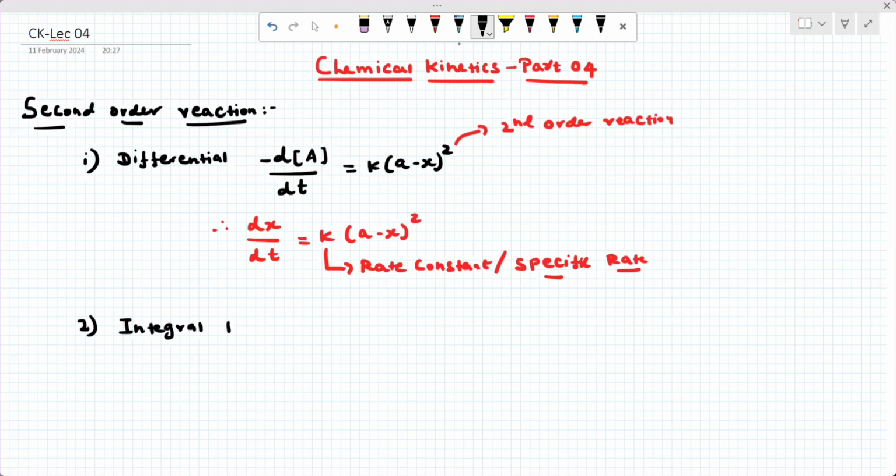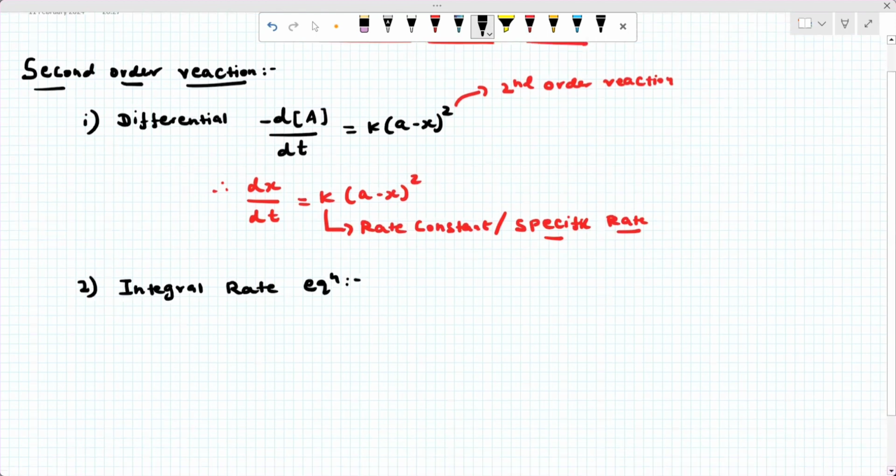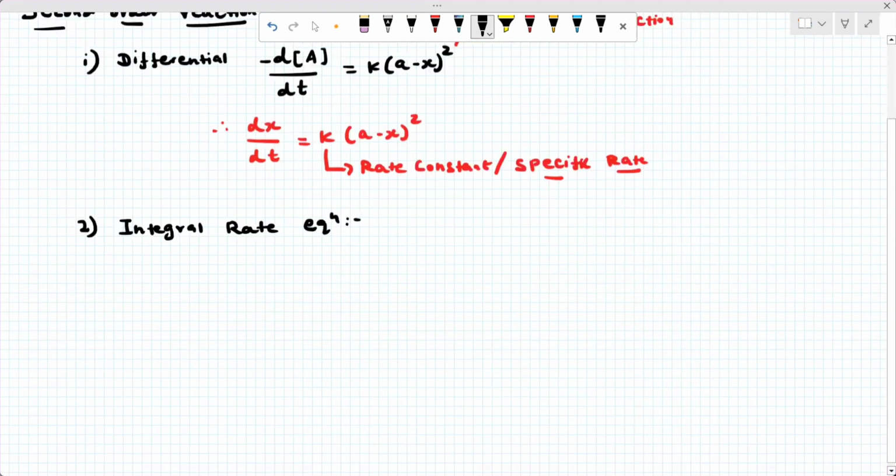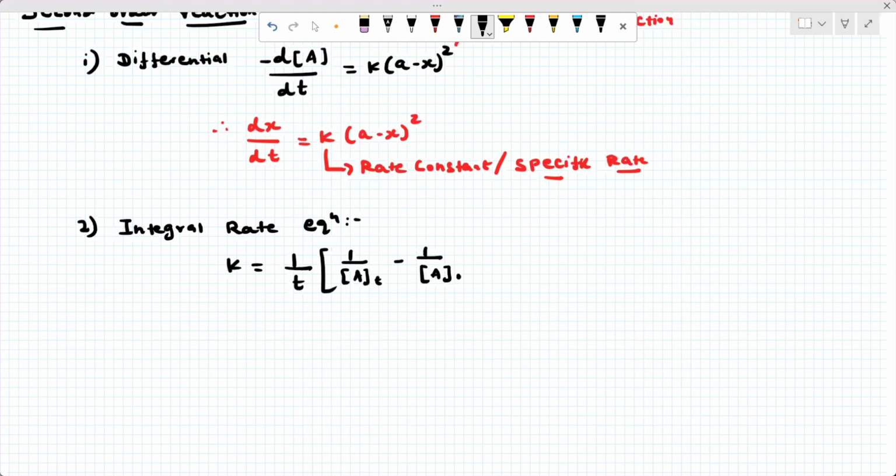Integral rate equation. Now what is the formula? Please note, K is equal to 1 by T into (1 by At minus 1 by A naught). Now what is A naught? It's the initial concentration. Now what is At?